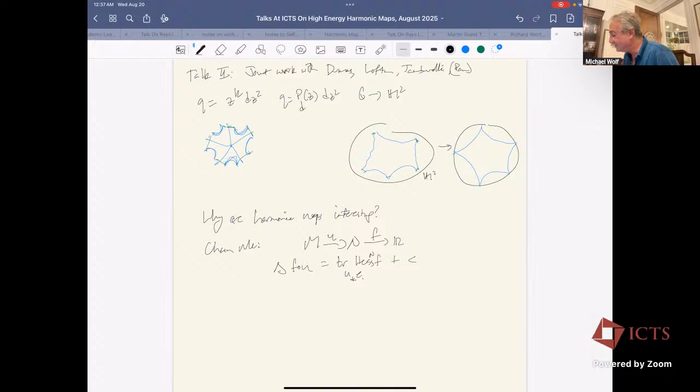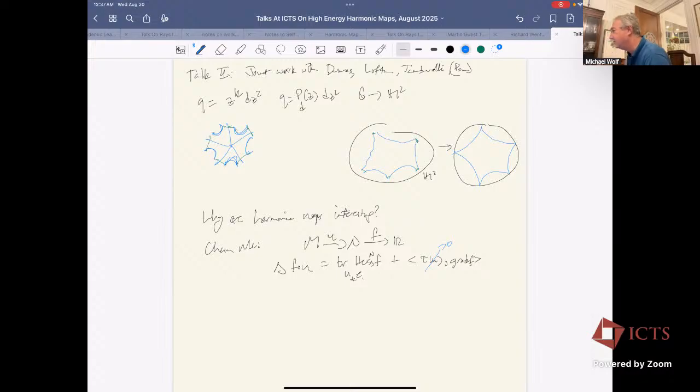And then the next term will be something with one derivative on f. That has to be a gradient. And then I'm going to dot it with something that has two derivatives and a trace. And the point is that that's the tension. Remember, we said that when we have a map that's harmonic, the tension is going to vanish. So why are harmonic maps interesting?